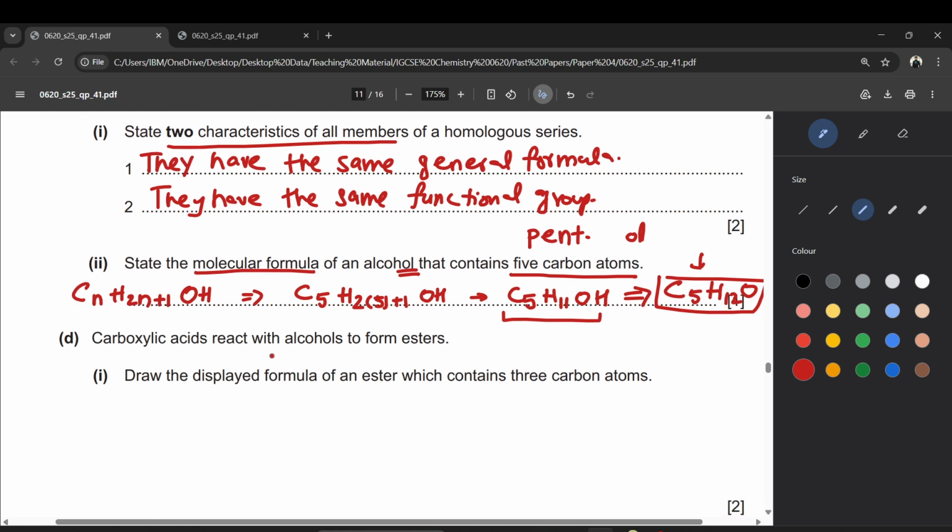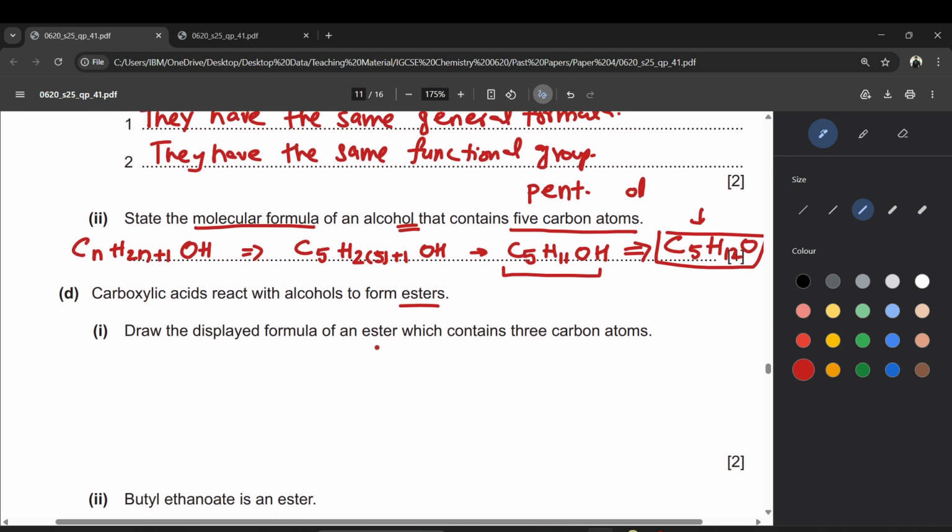Part D: carboxylic acids react with alcohols to form esters. Draw the displayed formula of an ester which contains three carbon atoms. There are two possible answers that we can give over here. We can either draw methyl ethanoate, or we can also draw ethyl methanoate, because in both of these cases you can have three carbon atoms.